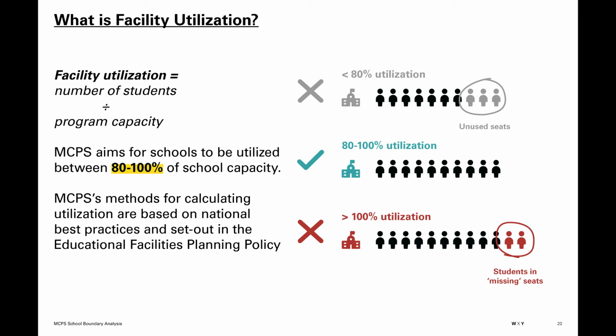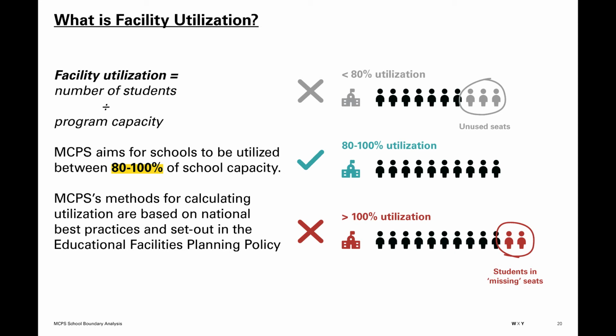The number of seats available can also vary according to specialized program. So when we calculate the program capacity for any given school, we are factoring in the number of seats available for a student in a classroom as it is approved by MCPS.